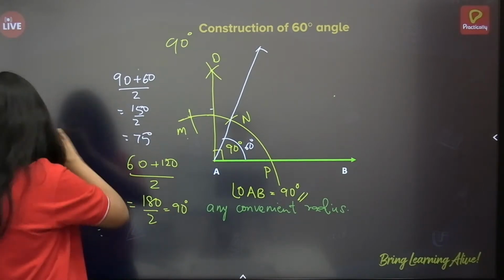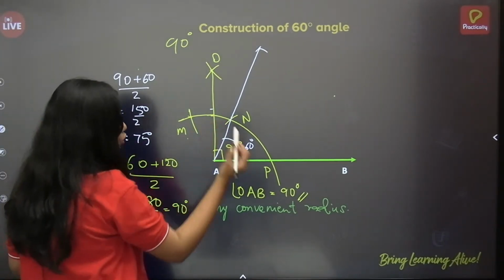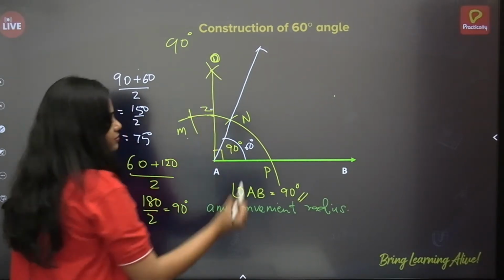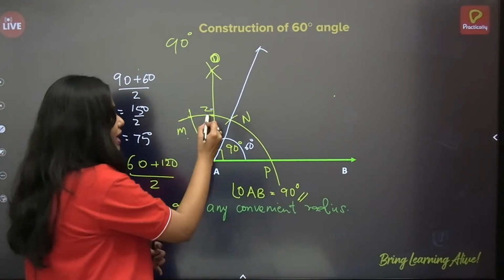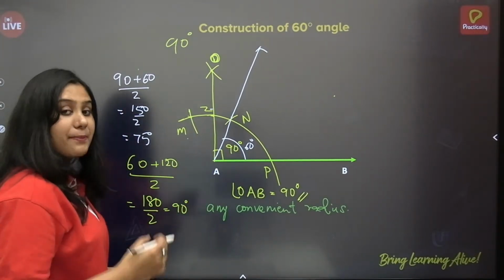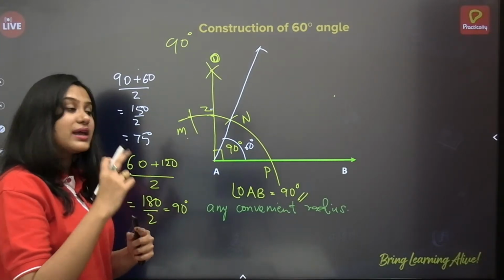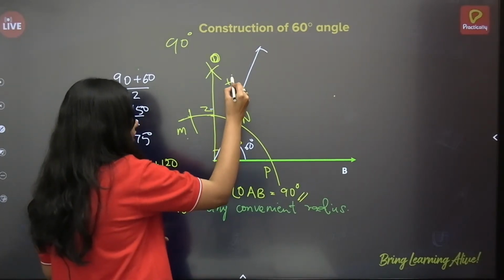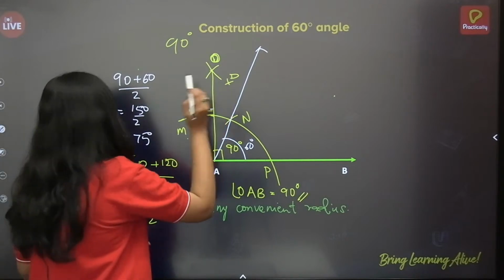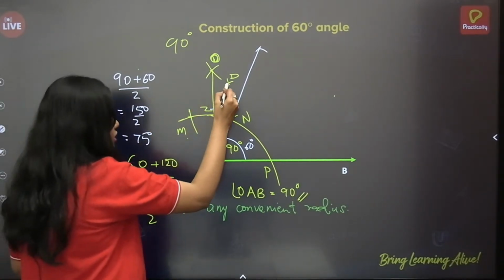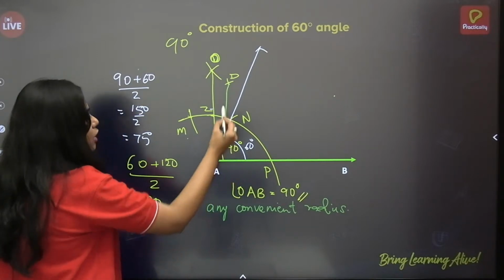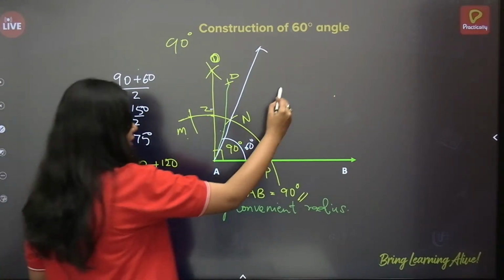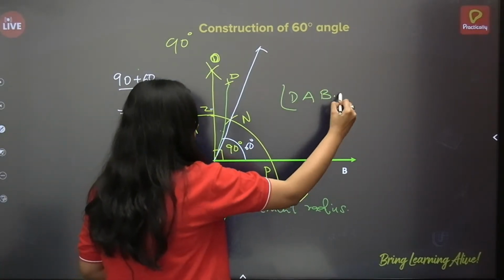Now, let me just name this point. This is O, right? Okay, this is Z. Now, I have to bisect NZ. So, what is the first step? Take the radius more than half of NZ, cut an arc. With Z as center, cut an arc. Name this point as D. Now, join AD. Let me again use a different color. Join AD. Now, this green line which you are seeing, this angle is 75 degrees. So, angle DAB is 75 degrees.